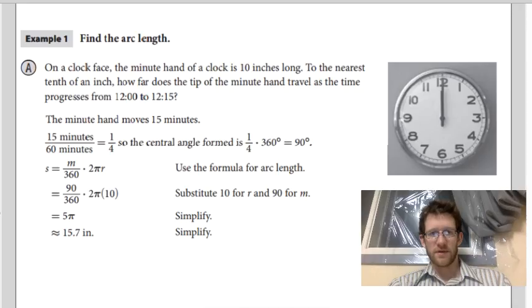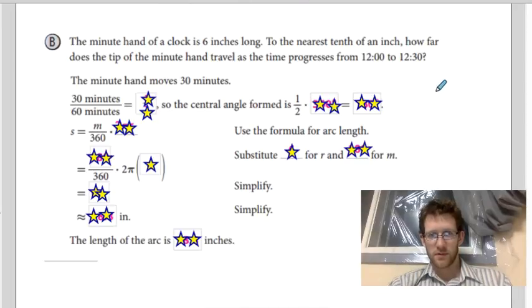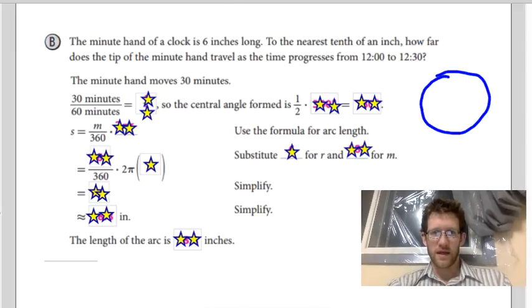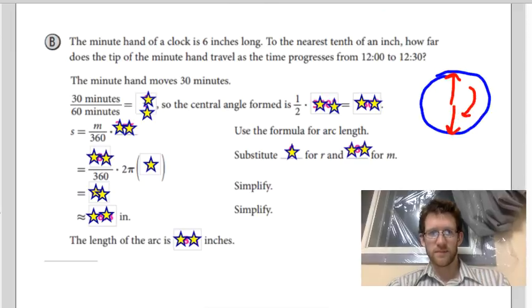We'll do a quick example or two. The minute hand of a clock is 6 inches long. We can draw a picture. Here's my super round clock. The minute hand is 6 inches long. To the nearest tenth of an inch, how far does the tip of the minute hand travel from time progressing from 12 to 12:30? So it starts up here and it ends up down here. So as it travels, how far did it go?